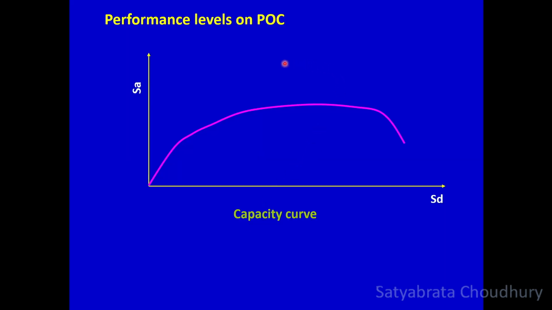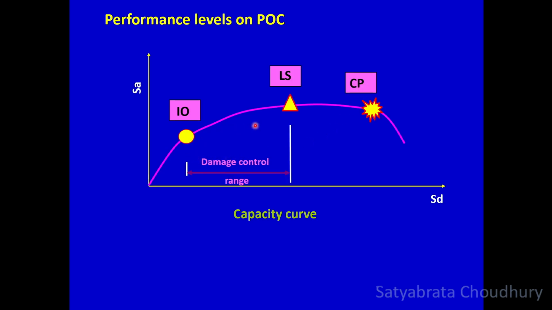Now there will be performance levels of the structures which can be shown in the pushover curve. So when the damage is very less after the elastic range, there is a little damage, it is the immediate occupancy condition. More damage, but the life is not threatened, is the life safety performance level. And the system is almost on the point of collapse but has not collapsed is the collapse prevention, CP, performance level. In between IO and LS, there are points where also your structure may lie. So this is called damage control range.